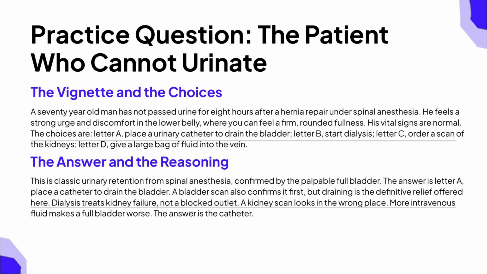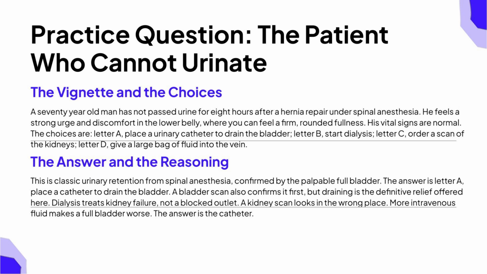Now, a quick combined question and answer on urinary retention, so you can see the whole pattern at once. A 70-year-old man has not passed urine for 8 hours after a hernia repair done under spinal anesthesia. He feels a strong urge and discomfort low in the belly, and when you examine him, you feel a firm, rounded fullness right above the pubic bone. His vital signs are normal. The choices are: letter A, place a urinary catheter to drain the bladder; letter B, start dialysis; letter C, order a scan of the kidneys; or letter D, give a large bag of fluid into the vein. Take a moment to choose.